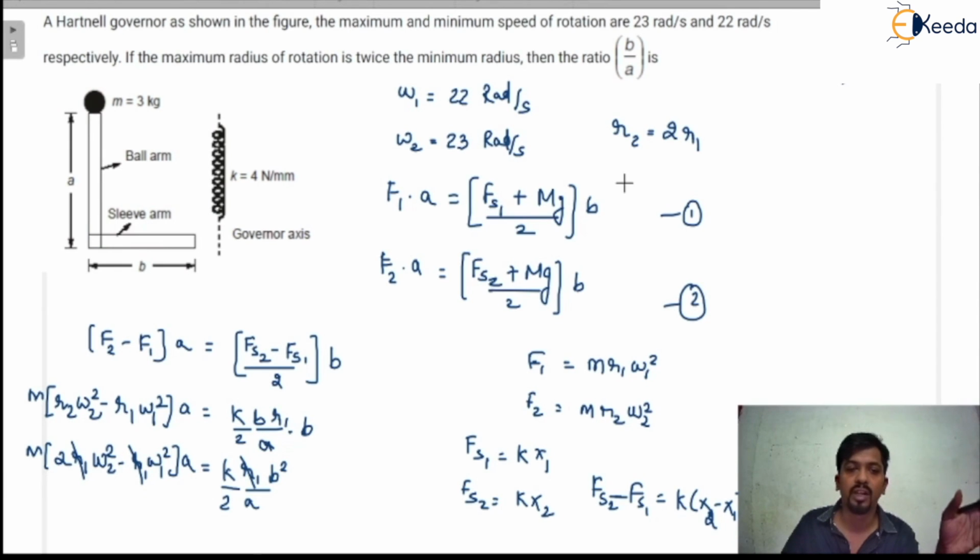However, we have seen more than one relation in the Hartnell Governor derivation. All the relations we get through these two equations only. And you can remember that one equation is the spring force, that is Kx. So you just have to remember these two equations. Every question on the Hartnell Governor will be solved on the basis of these two equations.